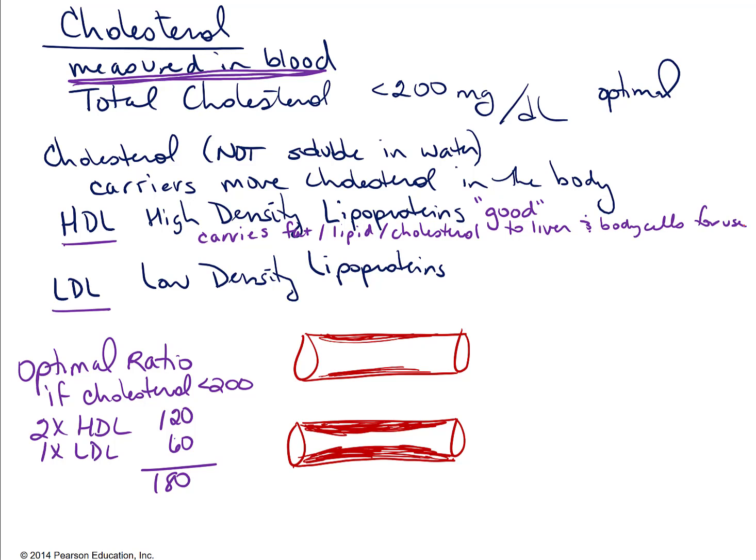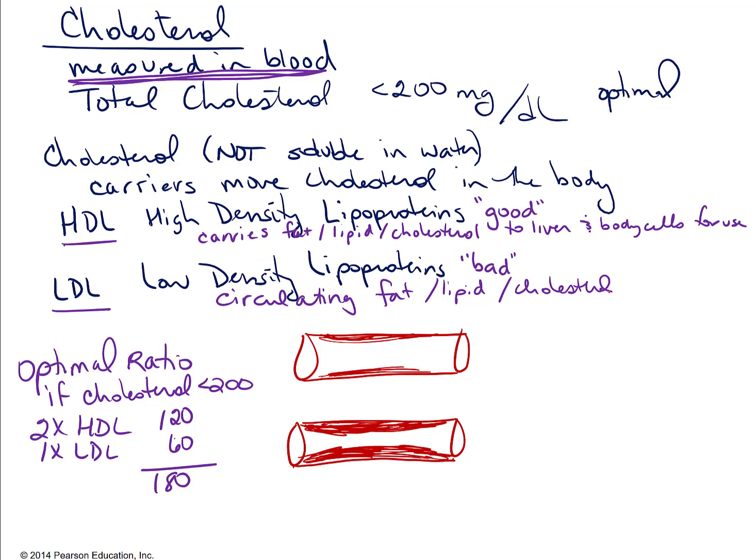LDL, on the other hand, the low density lipoproteins, these have been given the name the bad cholesterol because LDL is circulating fat. So these carriers just carry fat around. They pick up fat and carry it along, but they're not going to a specific destination. So if you have a lot of LDL, the problem can come into play that this circulating fat, lipid, and cholesterol carrier may actually drop some of the fat and cholesterol off as it goes along.